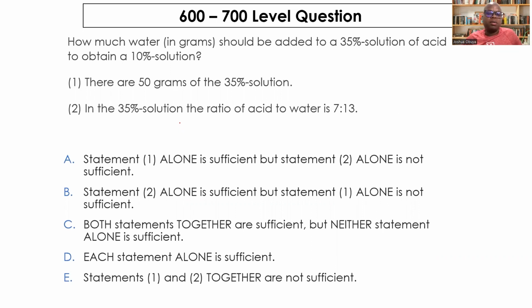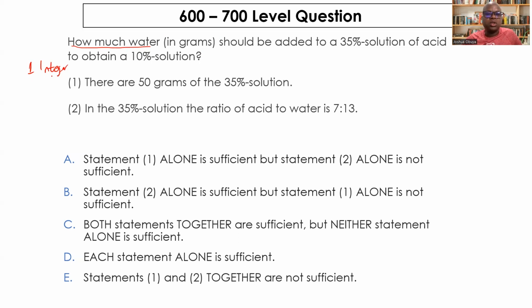So we've been asked here, how much water in grams should be added to that 5% solution of acid to obtain a 10% solution? So you have how much, that's what is being asked. That's an integer kind of question, which means it requires one definite answer, a definite integer. That's what we're talking about as a question.